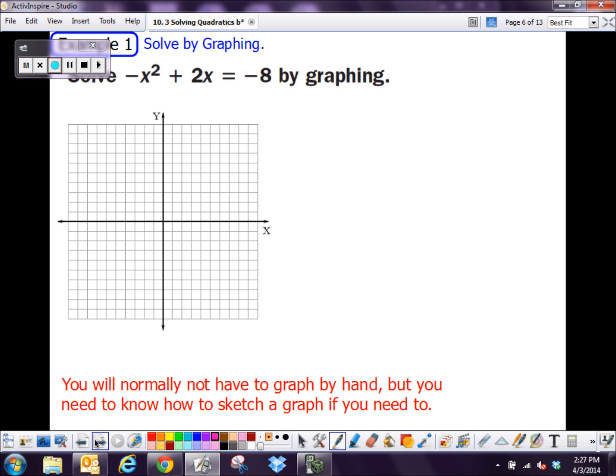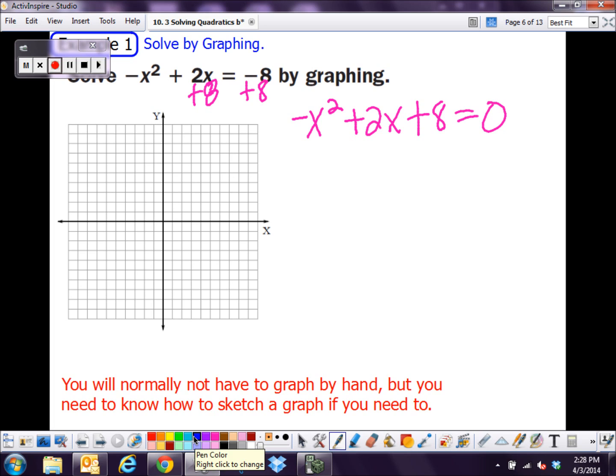Okay, so we know that this cannot be factored until it is equal to 0, so I need to add the 8 to both sides. So I have negative x squared plus 2x plus 8 equal to 0. Remember, you want that to be in standard form. Now, I know in my classes I've talked about that the x squared term, before we factor, we need for that to be positive. Okay, when we're solving by graphing, it doesn't matter. So we can actually just leave it that way.